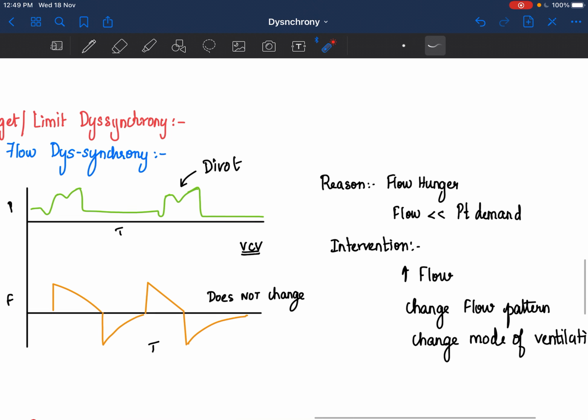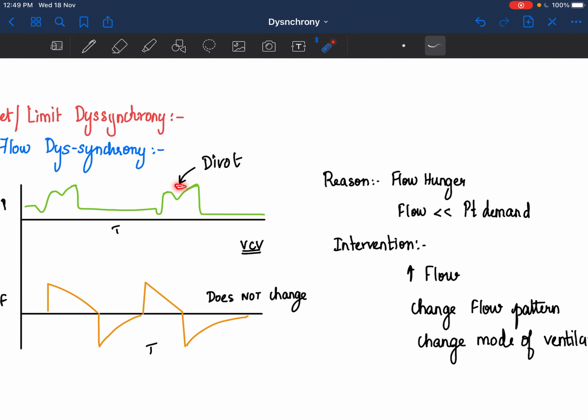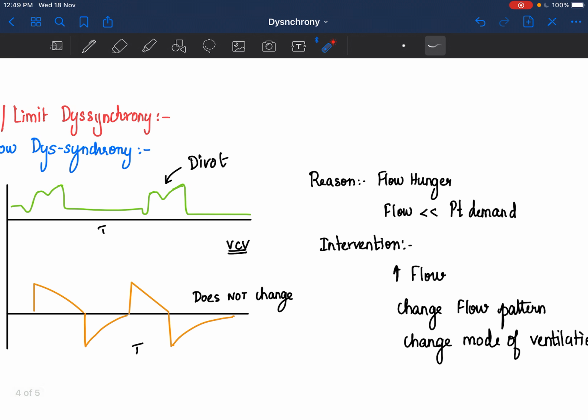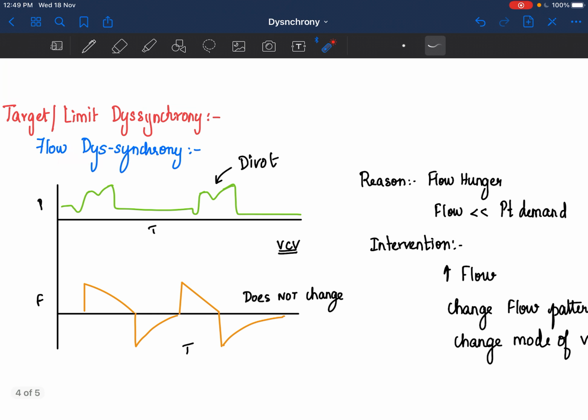Okay, so how do you intervene in this situation? When you see a dip like this, it means the patient is not receiving enough flow. So increase the flow, or change the flow pattern. Suppose initially you have set it at a square pattern. You can change it to a decelerating pattern where the patient's initial demands are met easily and earlier. Or you can change the mode of ventilation itself to pressure control mode, so that the patient can take in however much flow or volume he or she wants. Okay, so this is how you intervene in a flow dyssynchrony.